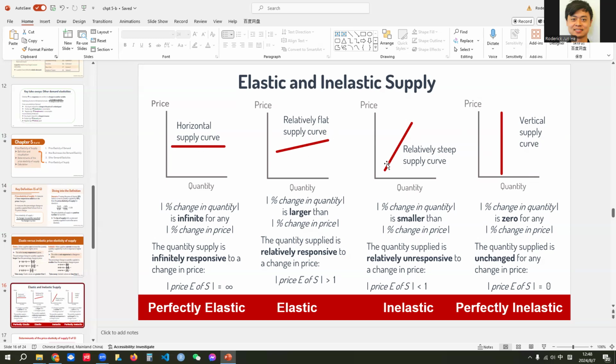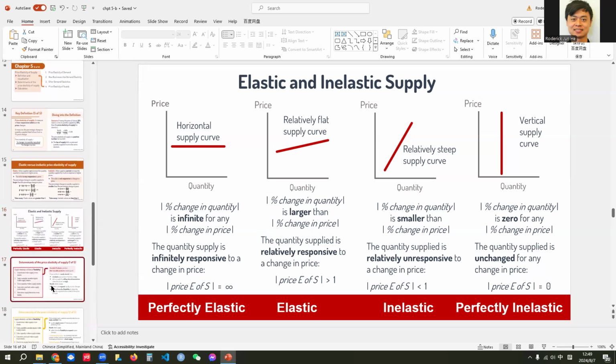And then if you are given some intermediate case, you just compare which case is closer to any of those extreme cases. Like this case is closer to the perfectly inelastic case. Therefore, we call this inelastic. This case with a flat curve, this is close to the horizontal case. Therefore, we call it a rather elastic case.